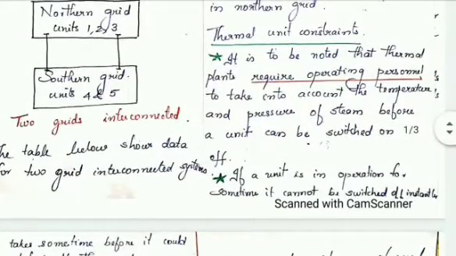Hi friends, today we are going into thermal unit constraints. We have studied different constraints in the case of unit commitment problem. So now we are going into what is meant by thermal unit constraint. Before going into the different types of constraints in thermal units, we should understand that in thermal plants there are operating personnel who are taking care of the temperature and pressure of the steam before a unit can be switched on or switched off. So that should be kept in mind.